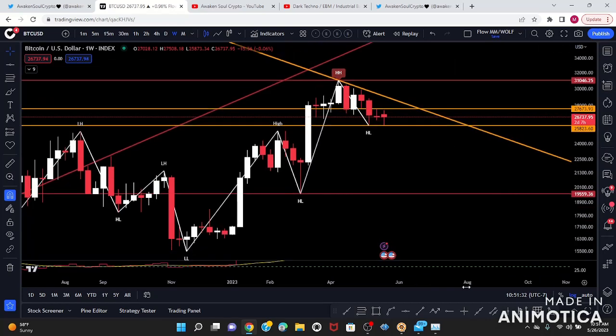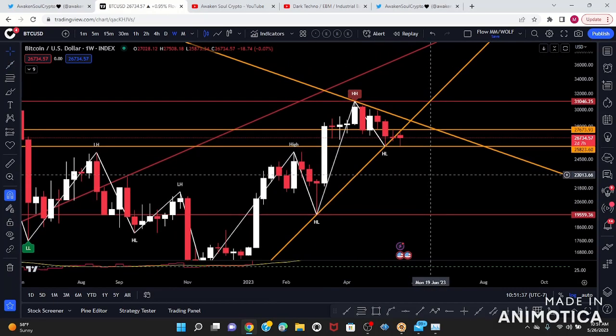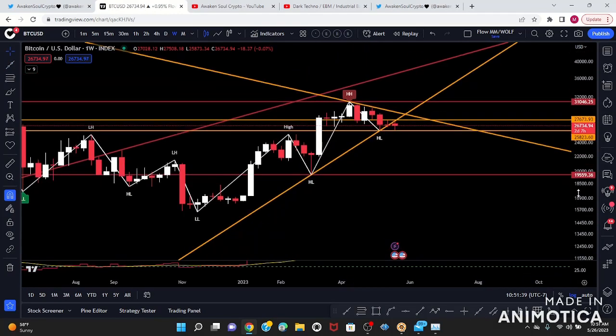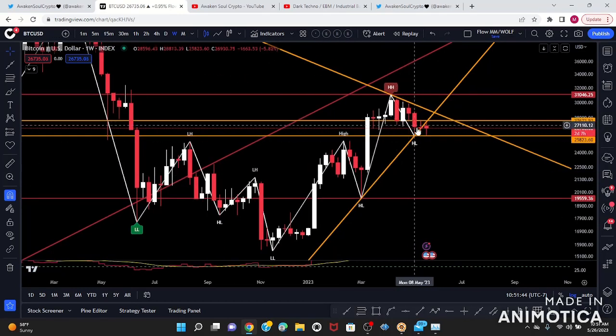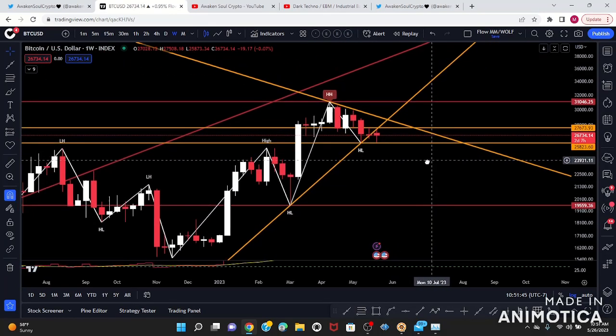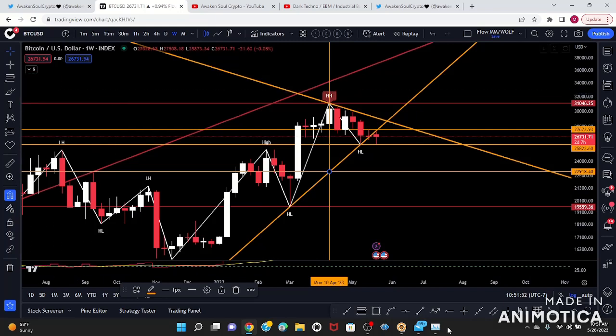Okay, so here on my weekly, I want to throw a trend line from higher low to next higher low. I think it's important for you to make this observation that we did break that trend line. So if this higher low does break, I do see price action coming down to 22.9, right? And that would be my weekly target.